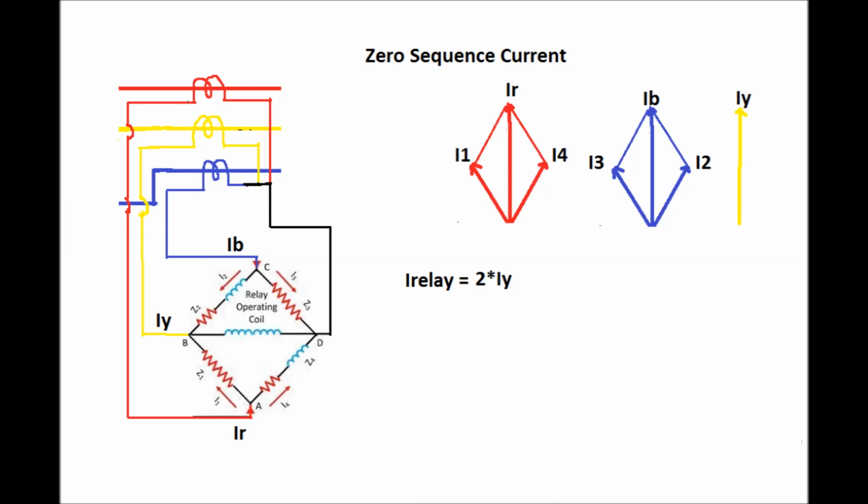So the relay current will be 2 into IY, since I1 is equal to I2 in magnitude and 60 degrees apart in phase. So the summation of these two components will be exactly equal to one of the phase currents of zero sequence current. Since IR is equal to IY is equal to IB, we can write that the relay current is equal to 2 into IY. So under zero sequence current, the relay will also operate.